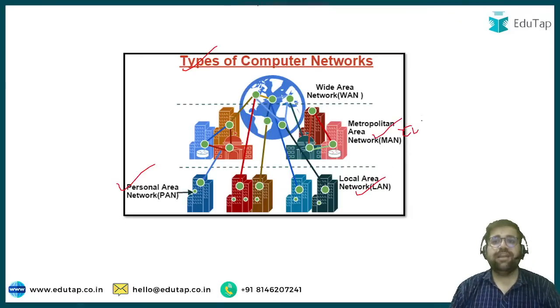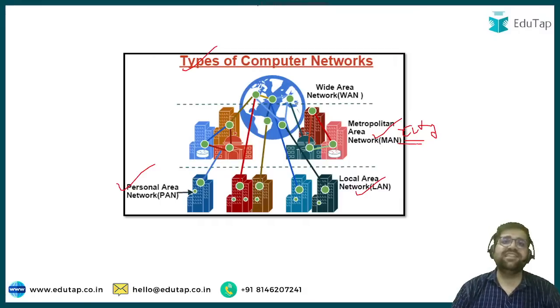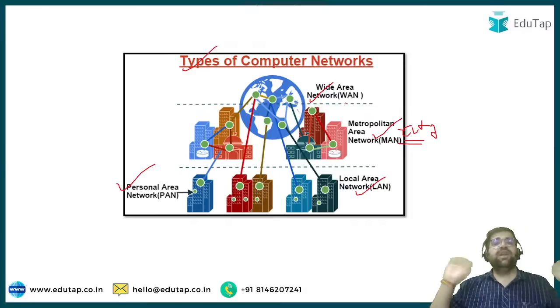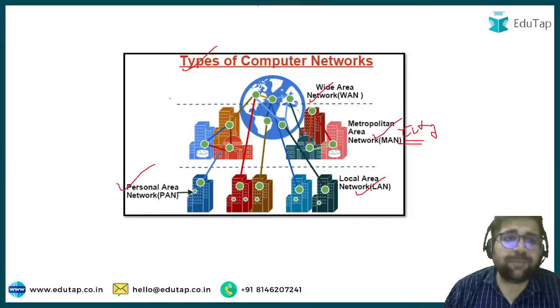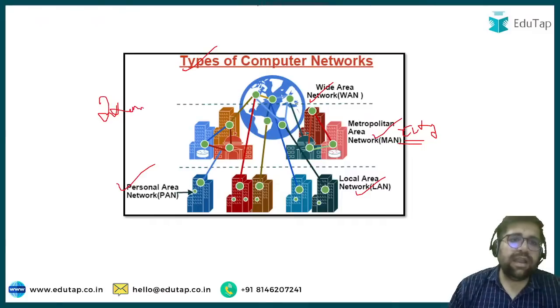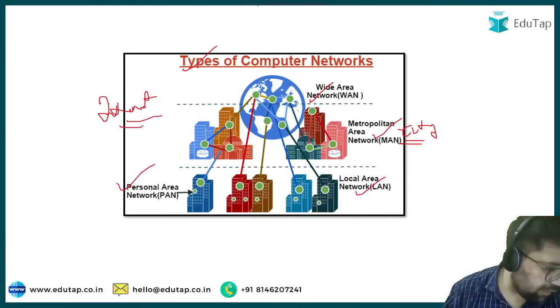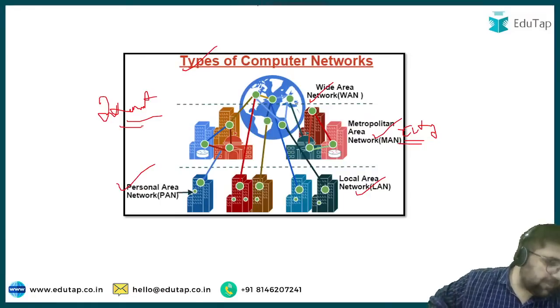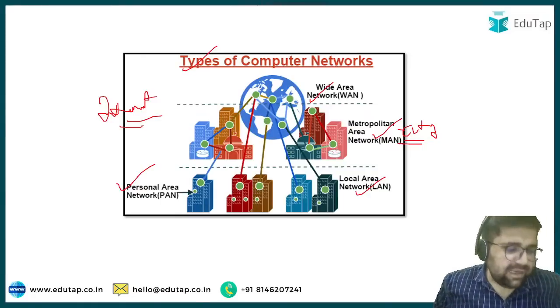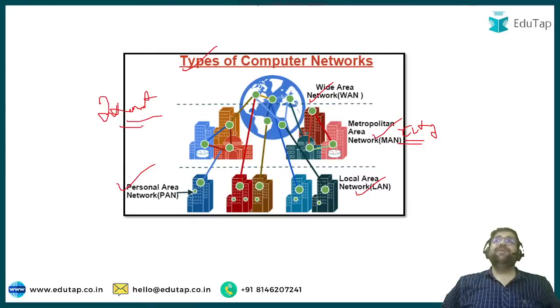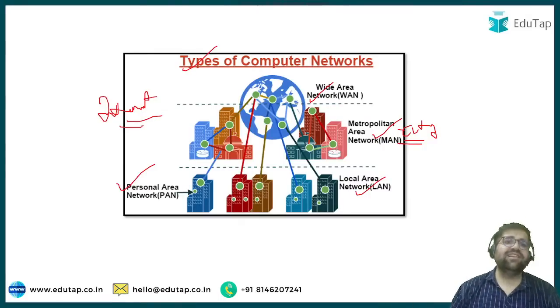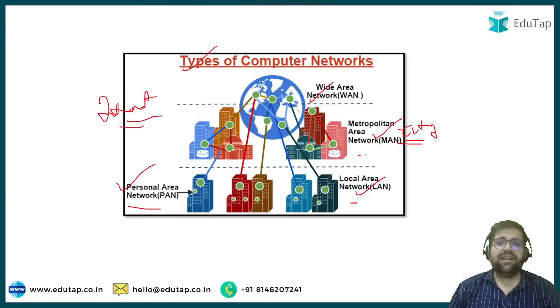This is based on your city. For example, if each and every CCTV camera of a city has to be connected with some major source, they will use what? Metropolitan area network. Wide area network is a kind of network which is spread across different oceans. Tell me, internet is an example of what? Yes, local area network can be used for your offices. It can be used for your schools as well, if your school is not that big. Okay, internet is an example of what?